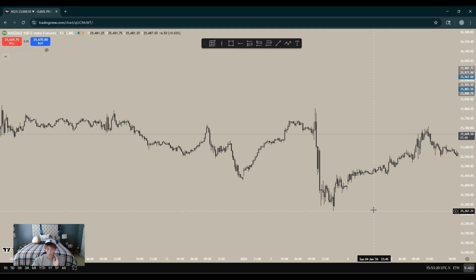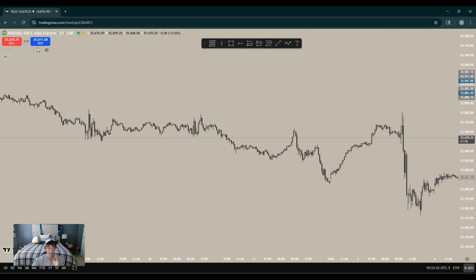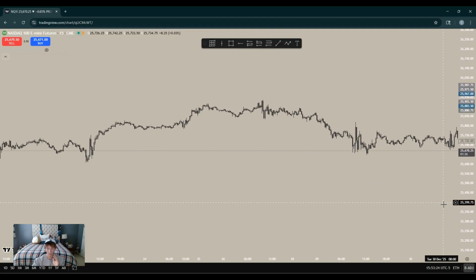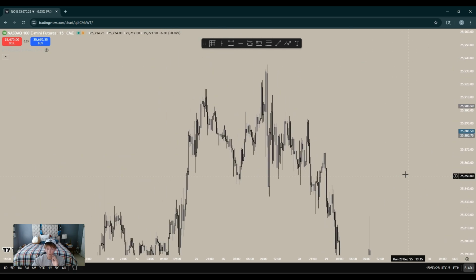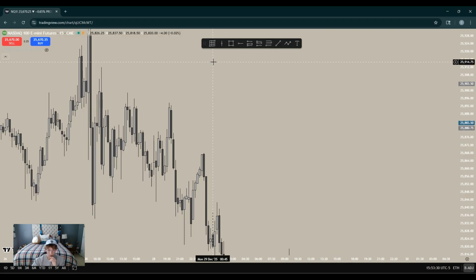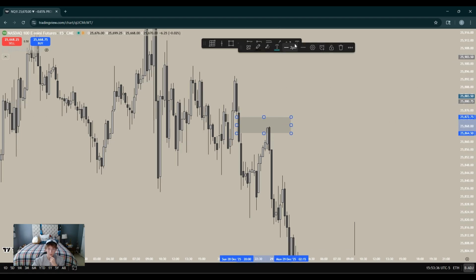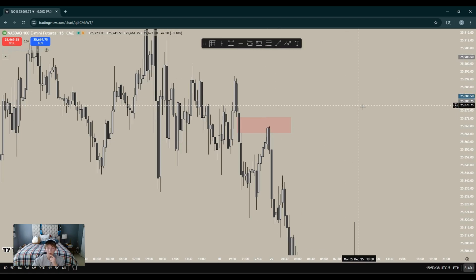So usually when price taps into a fair value gap, right now we're on the 15-minute. Right here we have a bearish fair value gap. Let me just make it red so we can tell. Bearish fair value gap. Price comes up, taps in.